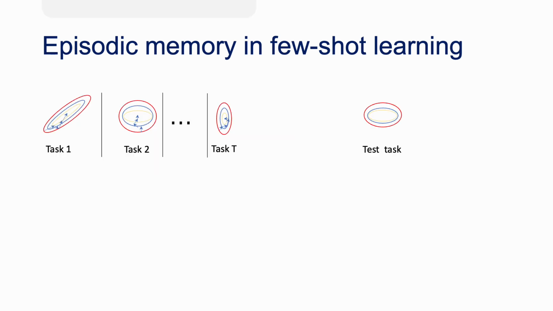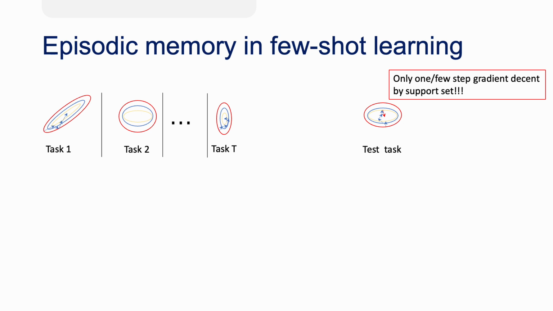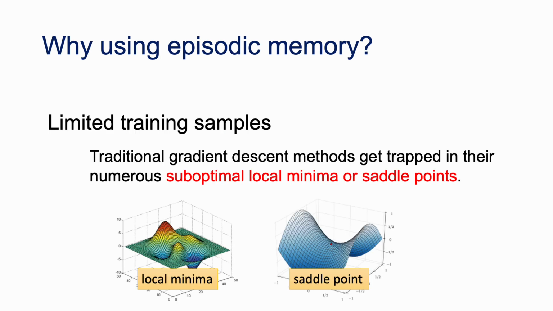For example, meta-training task 2 is similar to the test task, and then we can use the learning process of task 2 to update the task parameters. Then we use the support set from the test task, with only a few gradient descent steps on the support set, to update the model.